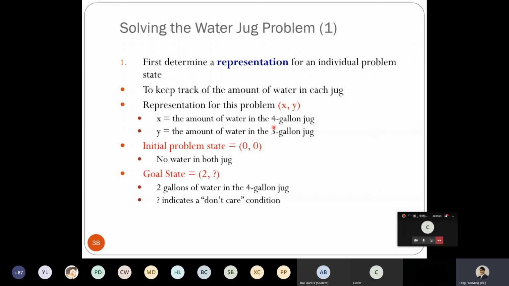By using this state space representation, we can have the initial problem state where both the 4-gallon and 3-gallon jars have no water. That means (0, 0). So this is the initial problem state, no water in both jars. The goal is that we want to fill 2 gallons of water in the 4-gallon jar, so that's (2, ?). The question mark means we don't care how much water is in the 3-gallon jar. We just want to make sure there are 2 gallons of water in the 4-gallon jar. First of all, we need to represent this question mathematically using the state space representation.